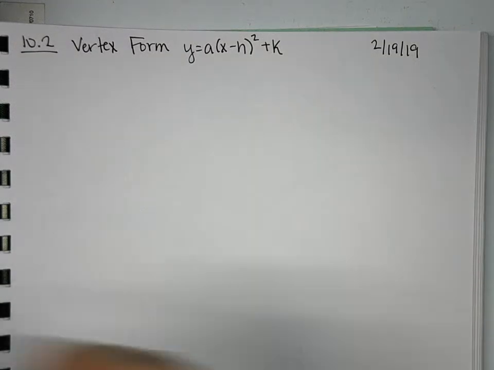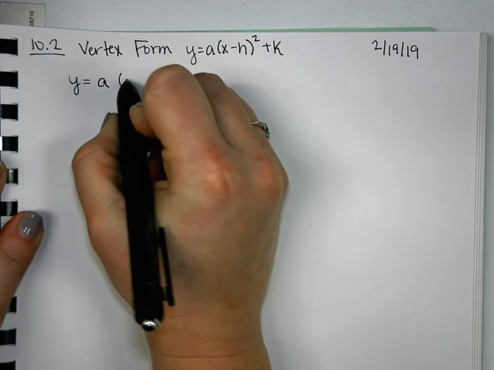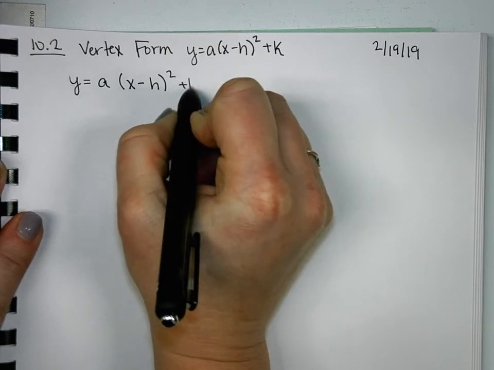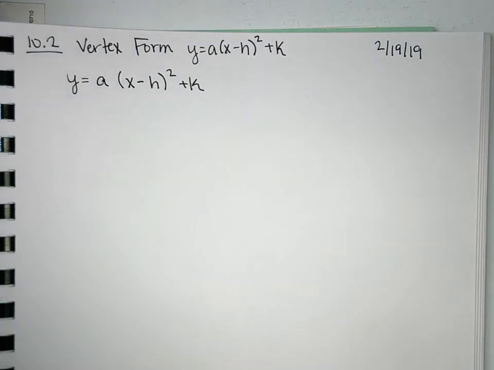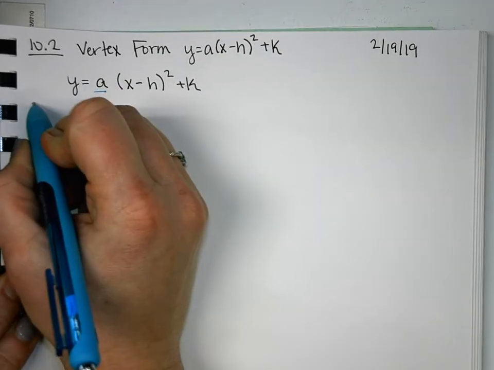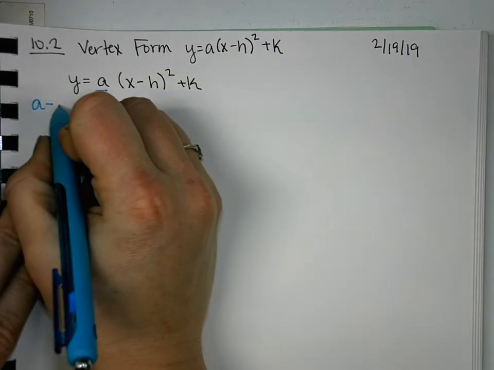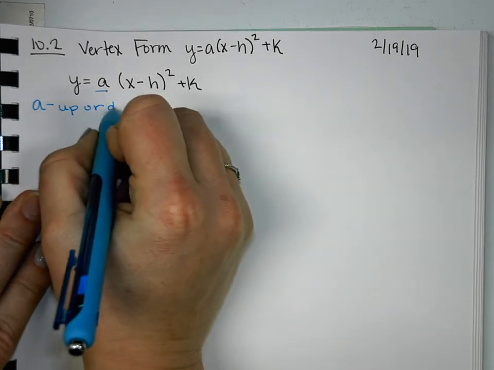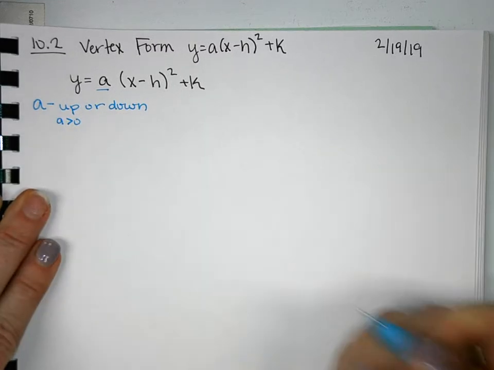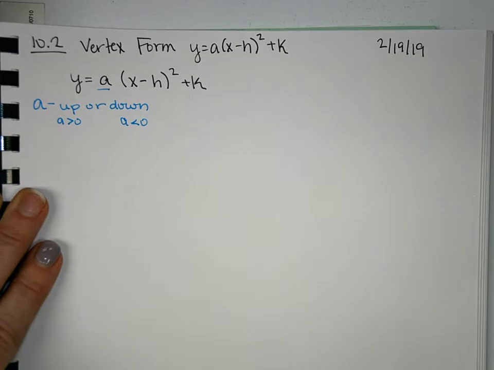So we have our vertex form. We still have A, but we don't really have B and C anymore. We have H and K. Now the A part, that still tells us if it goes up or down. If A is greater than 0, it goes up. If A is less than 0, it goes down. Okay, that hasn't changed.